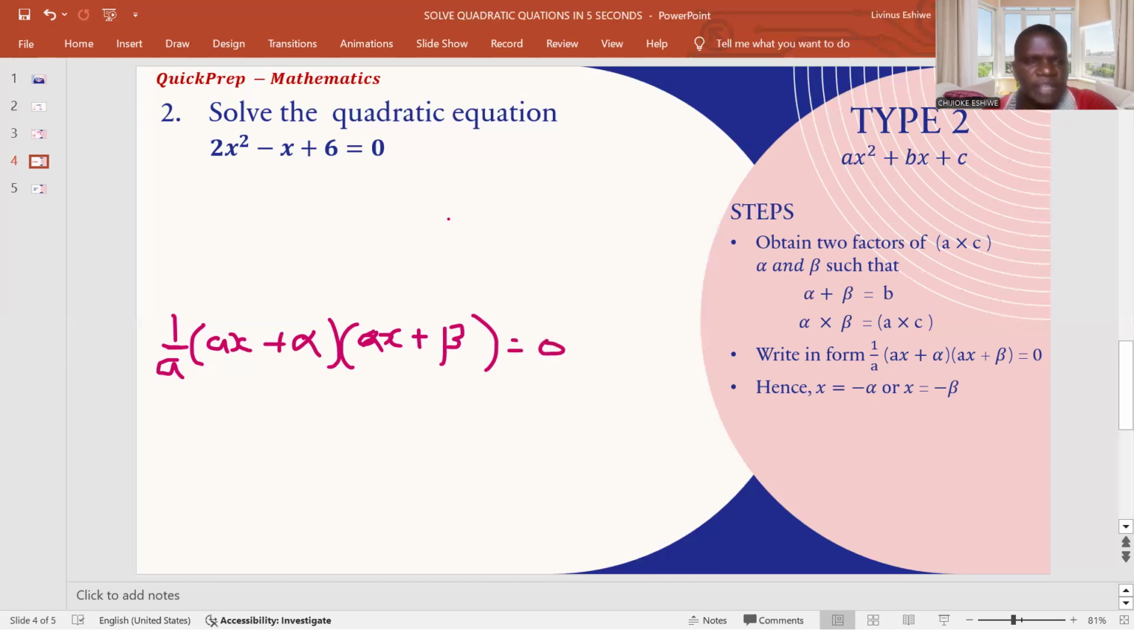Just as we did on the first one, we need to obtain the factors of a given number. But in this case, it's not just 6. For a type 2 quadratic equation, you must multiply this value with this value, that is the value of a. Like I clearly said here, a multiplied by c. So a times c here will give me 12. So I'm looking for the factors of 12, solving it in the same way we did before.